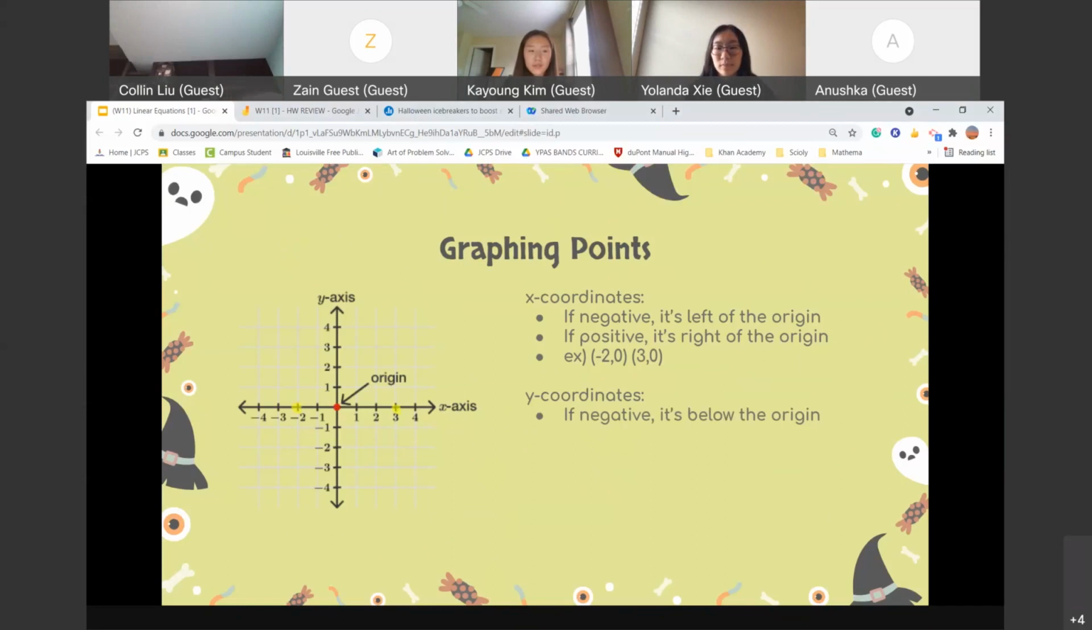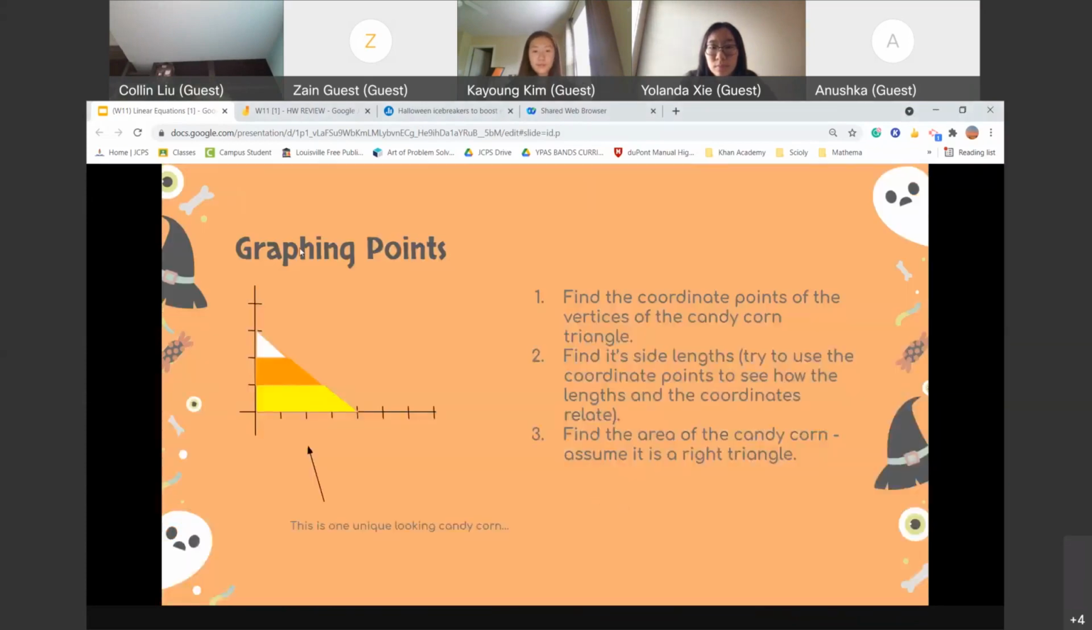So for y coordinates, it's pretty much the same. If it's negative, then it's below the origin. If it's positive, it's above. No, that's not what I want. So 0, 1 would be right here. And 0, negative 4 will be all the way down here. There we go.